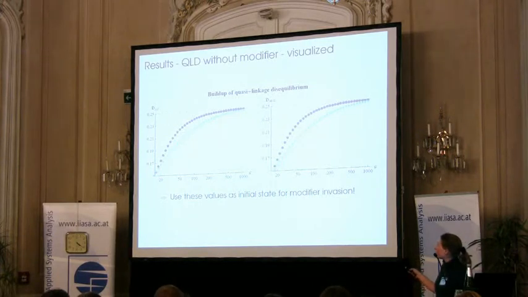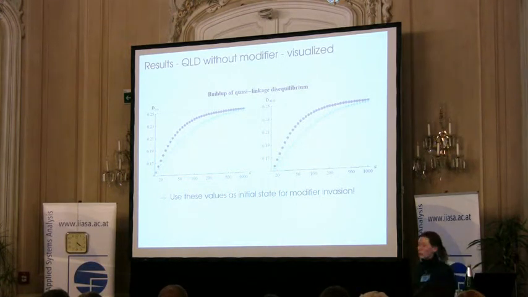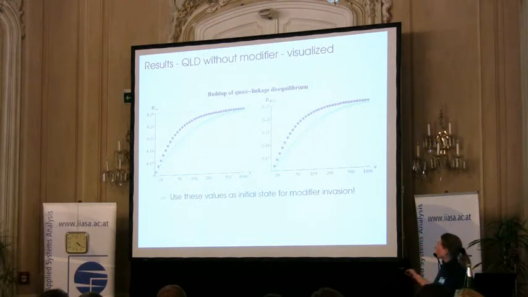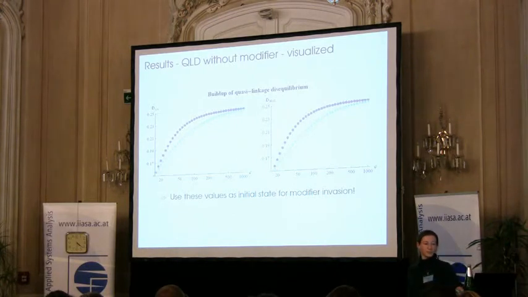The triangles and dots are numerical, exact results for different preference functions, and the curves correspond to our approximation. What you can see is that with growing preference, we converge to full linkage disequilibrium, and of course 0.25 would correspond to full speciation here. And these are the values we use as initial values for the invasion of the modifier.